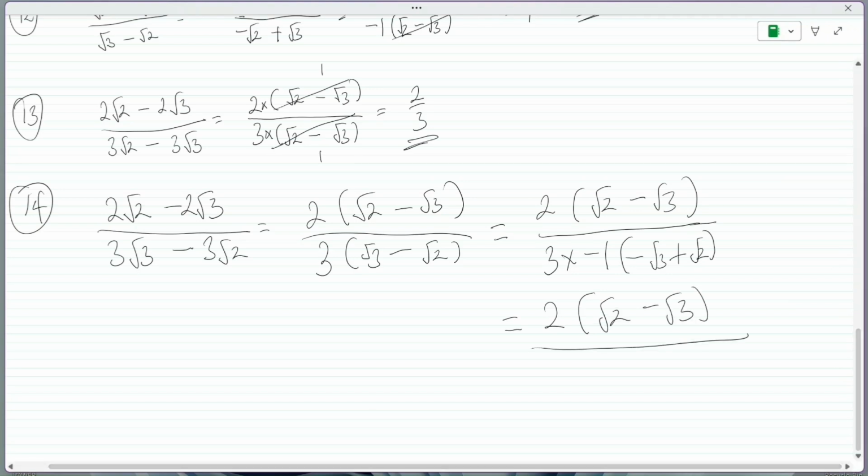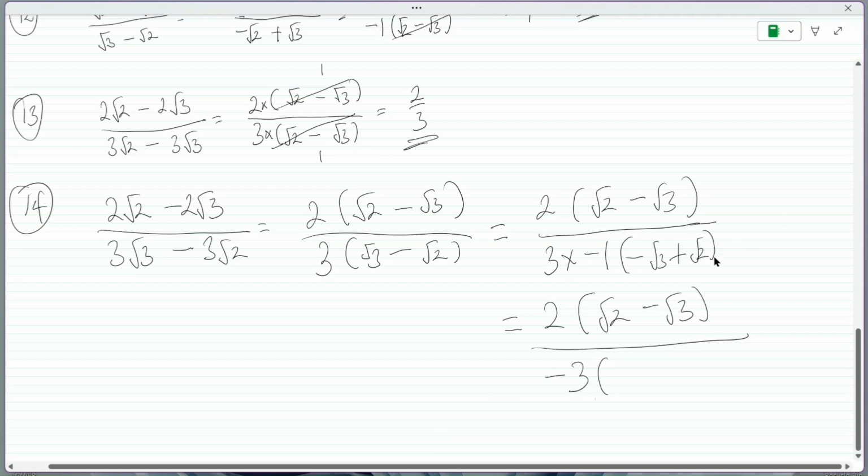bracket over. You can multiply 3 times minus 1. 3 is positive. Positive times negative is negative. Then 3 times 1 is 3. You open your bracket. You can rearrange this. You have minus root 3 plus root 2. Since you want it to look like the numerator, you can take the minus root 3 to the back and the plus root 2 to the front to make it exactly the same as that of the numerator.